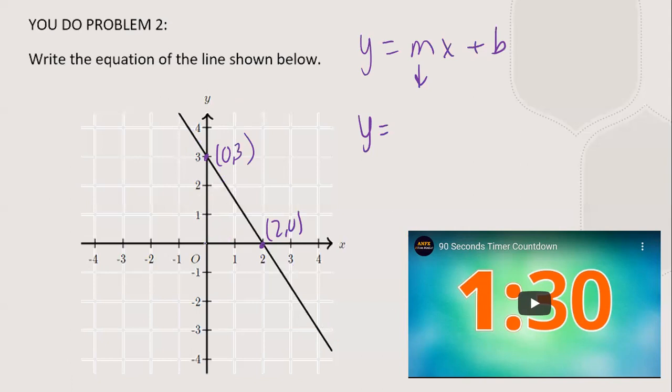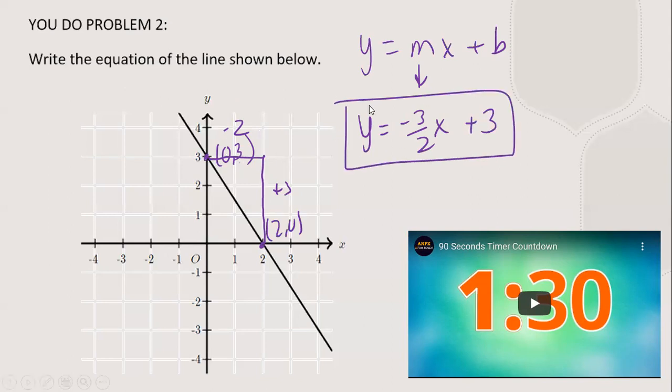So our slope, we rise 3, but we ran to the left, so that makes it negative. So it's -3/2. And what is our b? +3. (0, b) is our b. See why I say you didn't really need the 90 seconds.